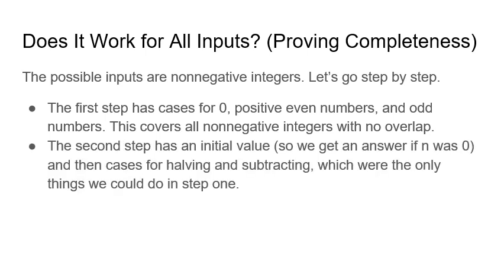In the second step, we have an initial value, which is good because it means we get an answer even if we didn't have to do anything in the first step, which would be the case if our input had been 0. And then we have cases for halving and subtracting, which were the only things we could have done in step 1. So again, we always know exactly what to do, and the algorithm is complete.